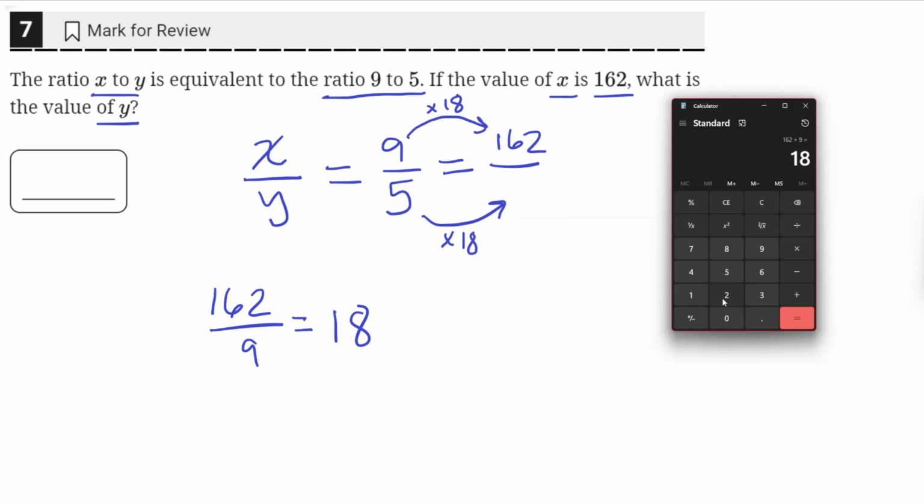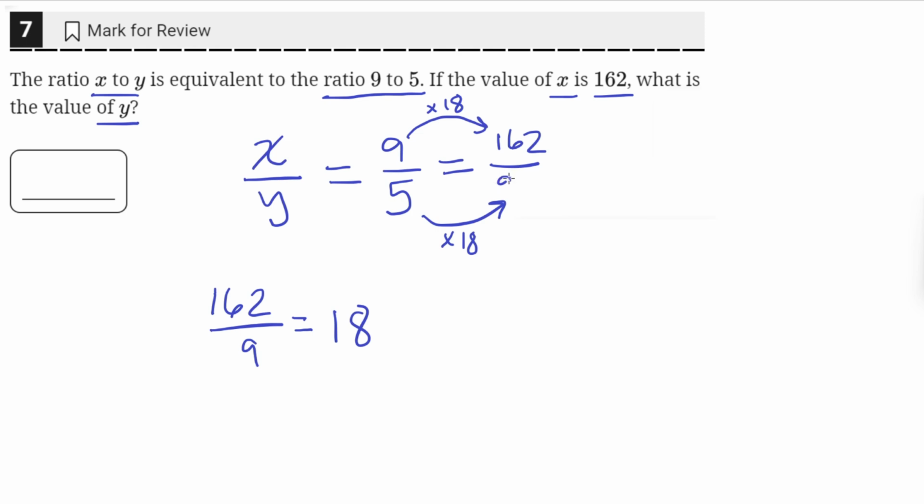So 18 times 5 is equal to 90. So when x equals 162, y has to equal 90.